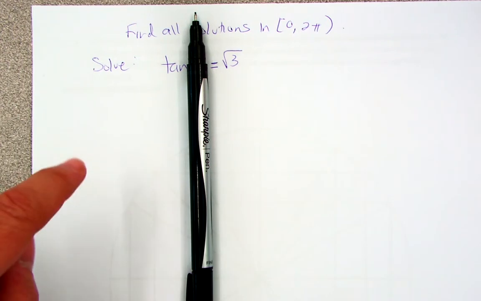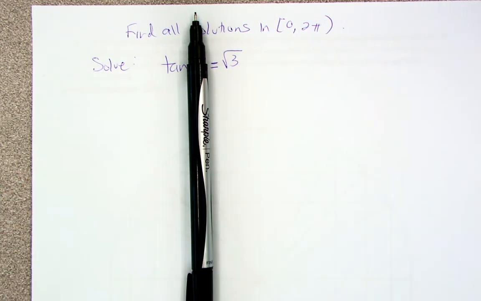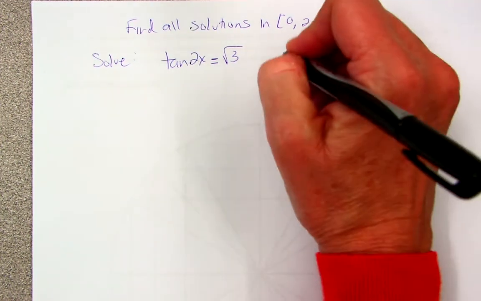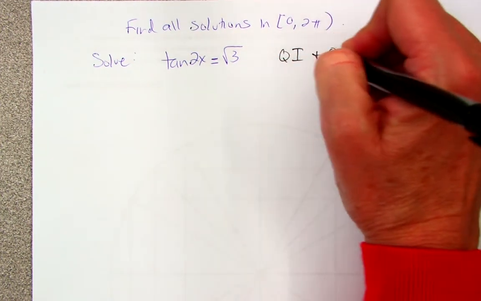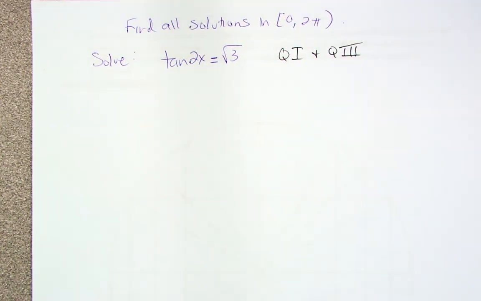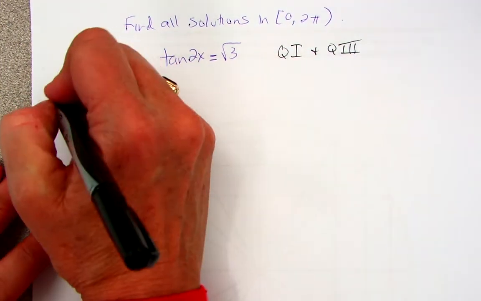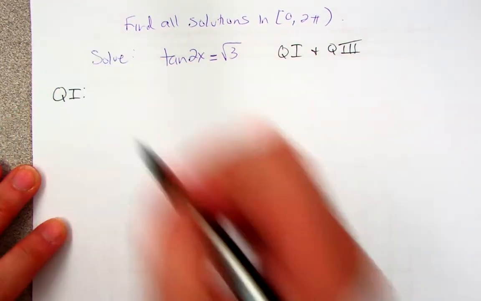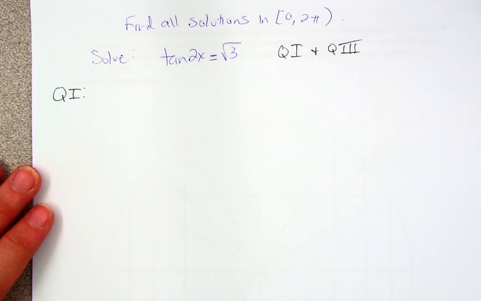So, tangent, he's positive in what 2 quadrants? 1 and 3, right? So I'm going to write that over here to the side. Okay. So now I'm going to come over here. Quadrant 1 is the one I'm going to do first.